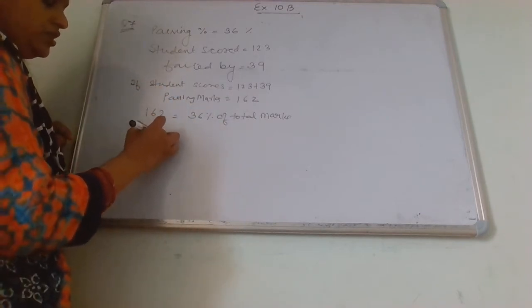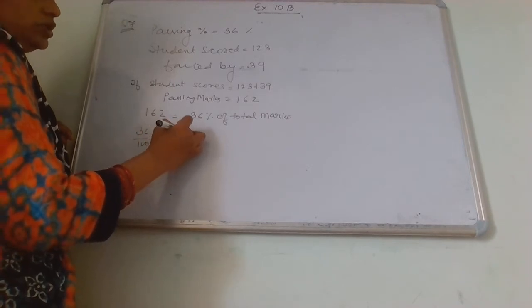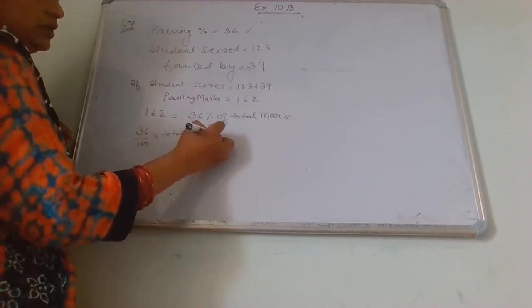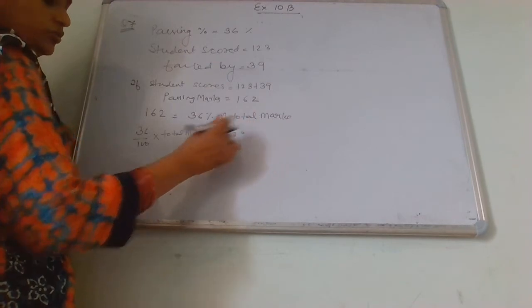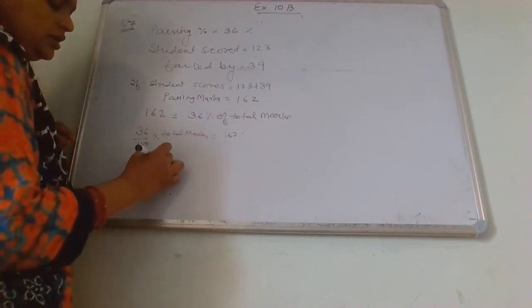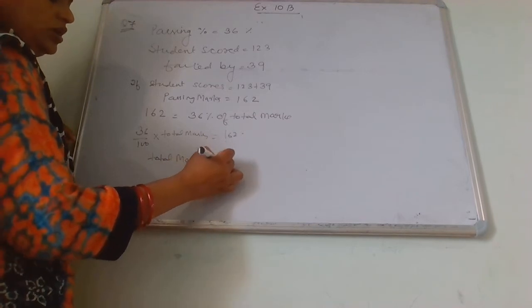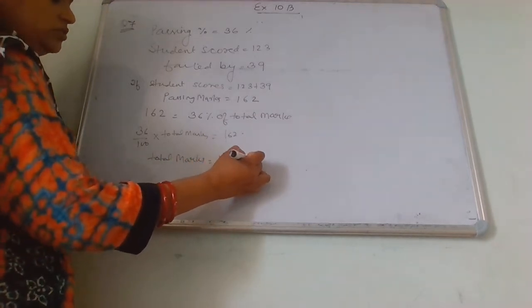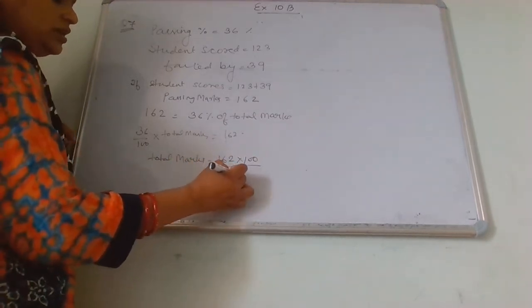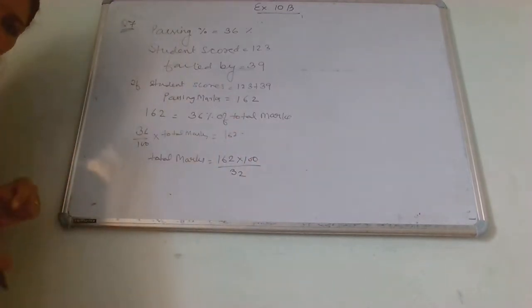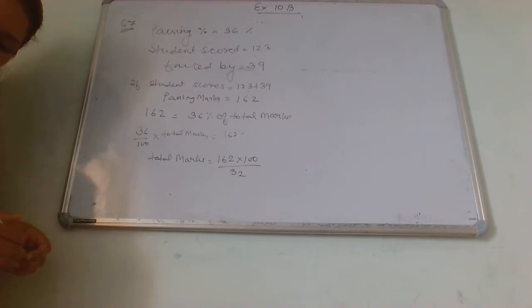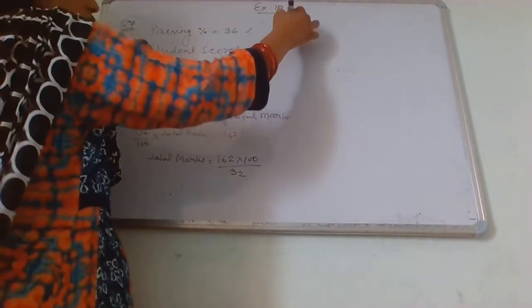36 by 100 into total marks is equal to 162. And then total marks is equal to 162 into 100 by 36. And now solve for total marks. You will get the total marks, or the maximum marks. Right? Now the next question, question number 9.